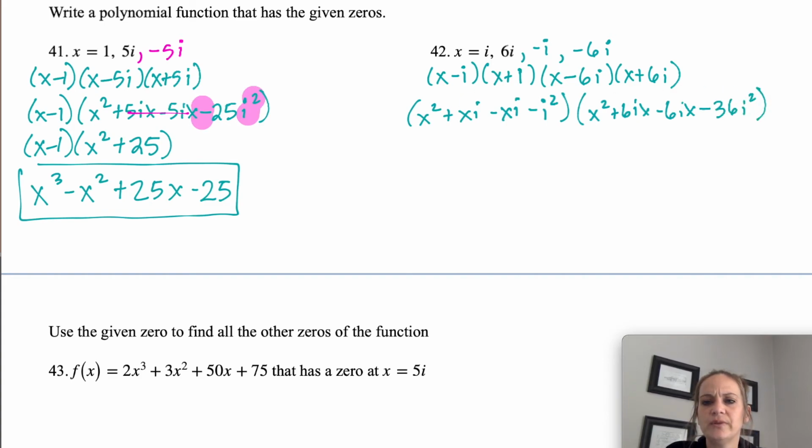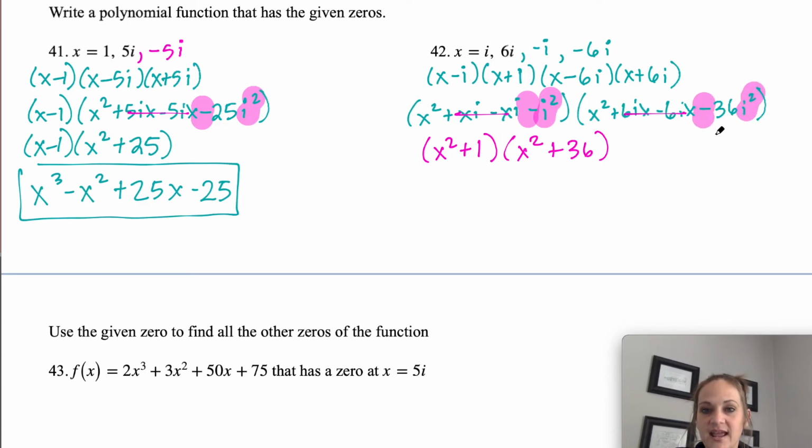Now, the two middle terms should cancel. If they don't, we did something wrong. So whenever that happens, we are left with x squared plus 1. Why? Because the i squared and the negative are going to turn to a positive 1. i squared is negative 1, but negative 1 times a negative gives you a positive 1. And then here, you're left with x squared plus 36. Why? Because you have an i squared and a negative. i squared is negative 1, but that negative and the negative change it to a plus 36.